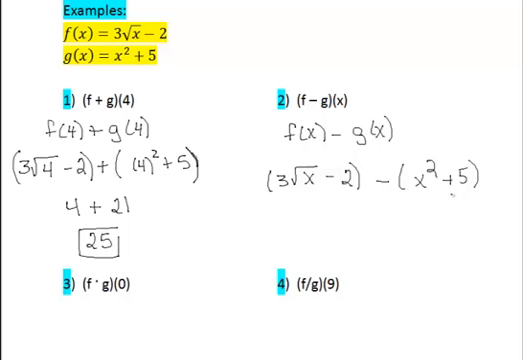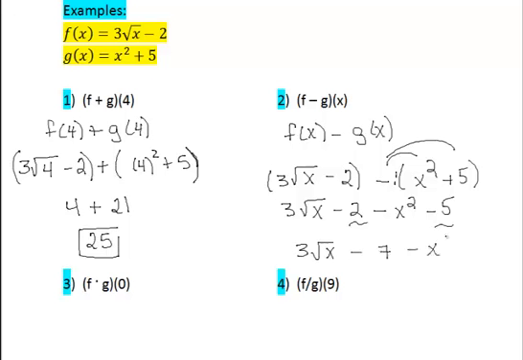This is what I was talking about earlier. You're going to have to distribute this negative 1. So we're going to have 3 square root of x minus 2 minus x squared minus 5. We do have two like terms, so we have 3 square root of x minus 7 minus x squared. Of course, you could change this and write it in descending order, but this is okay for now.